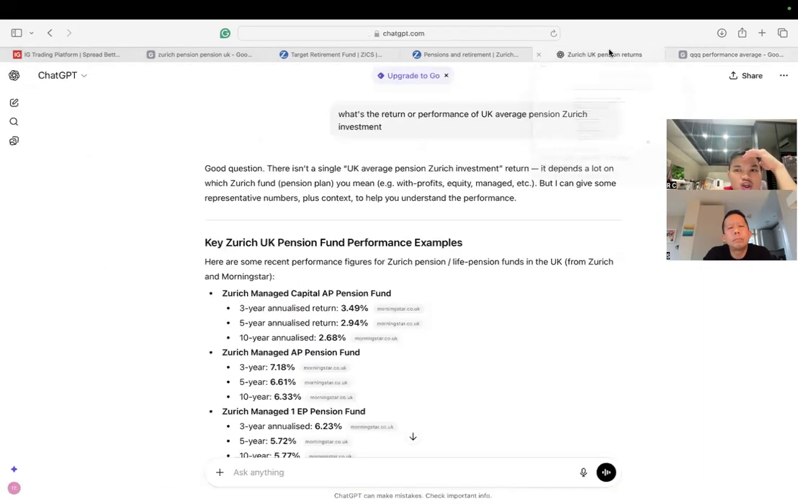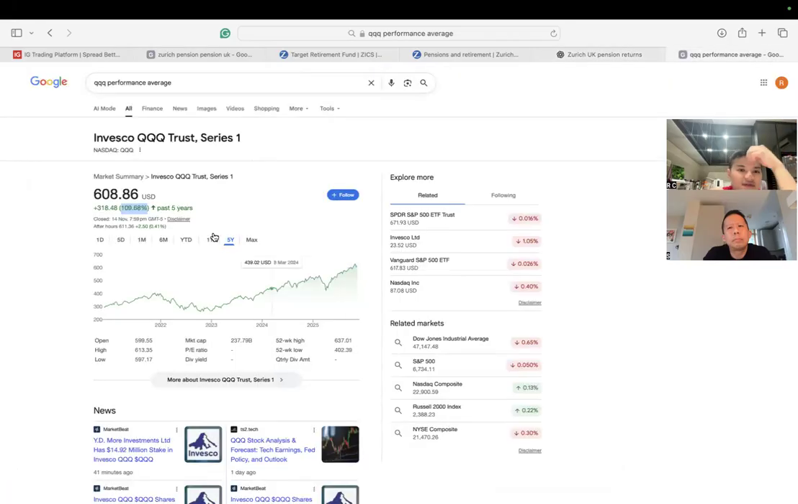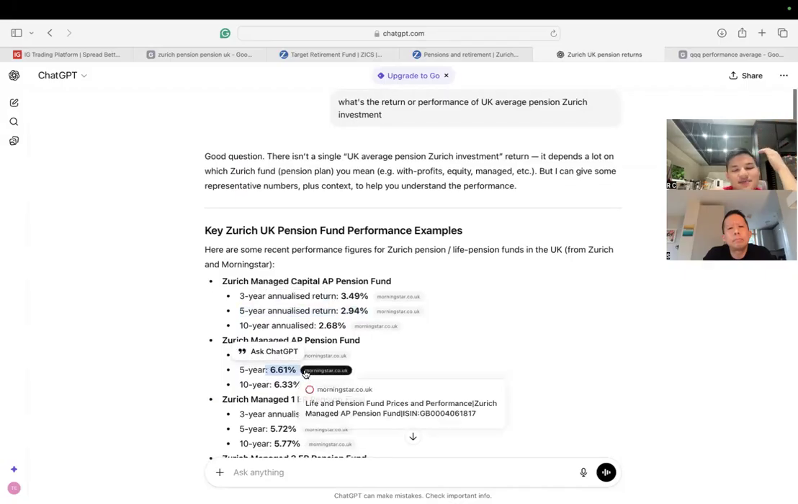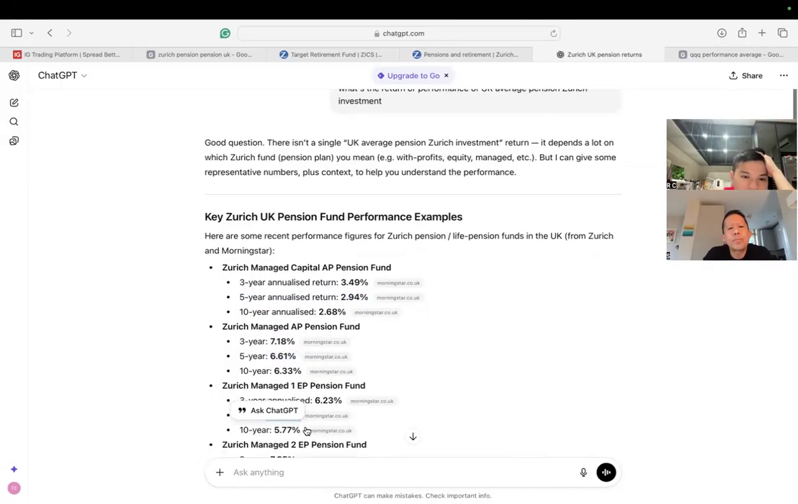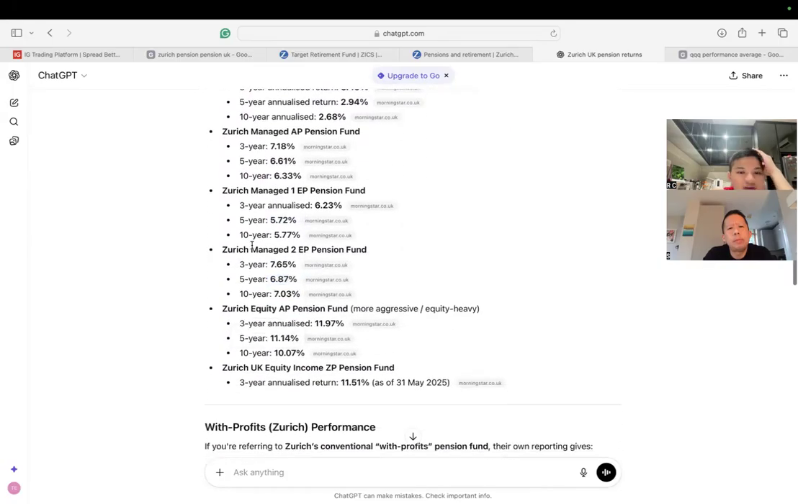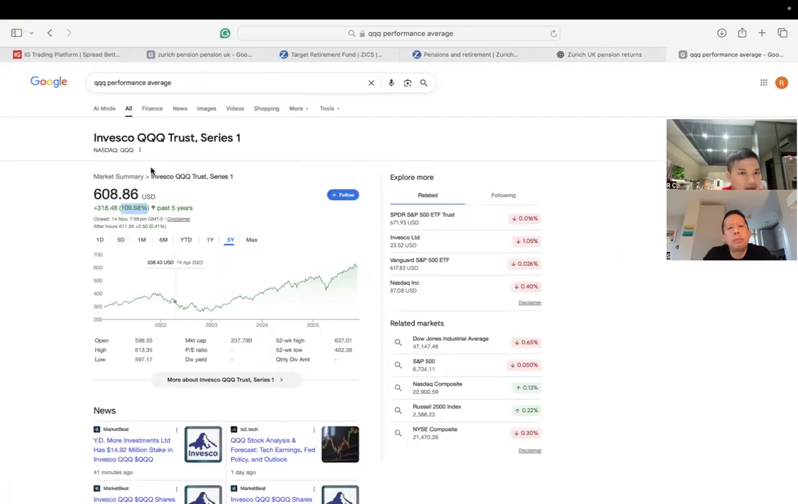Compared to any private pension, in 5 years you only make 2% annualized return. 5 years, 100%. 5 years, 2% times 5, 10%. So that's not quite a lot. Even these 6%, 30%, 5%, 25%, 6%, none of them will actually be more than this one, QQQ.